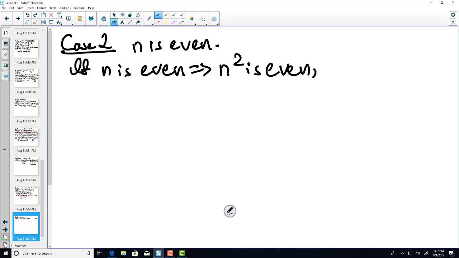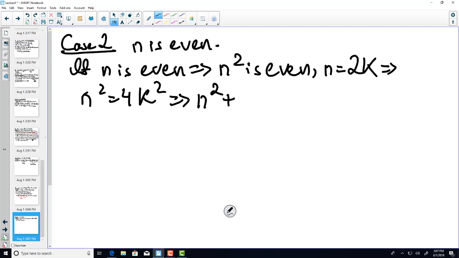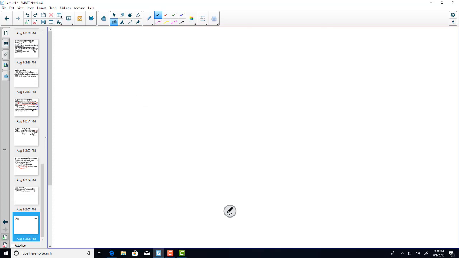So as a reminder, when n is even, we can write n as 2 times k. From here, n squared is equal to 4k squared, which is even. So from here, the sum of even numbers is even, then we are done. And we proved that each case is true. It follows that the whole thing is true. So this is a basic example of a case-by-case proof.